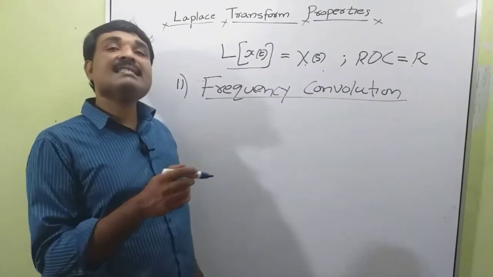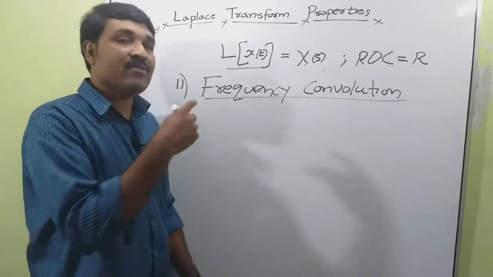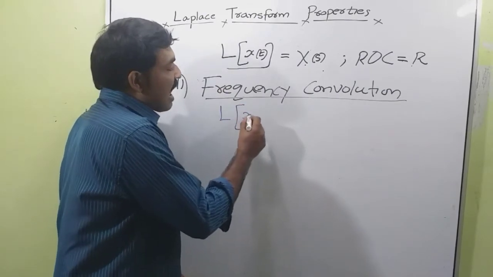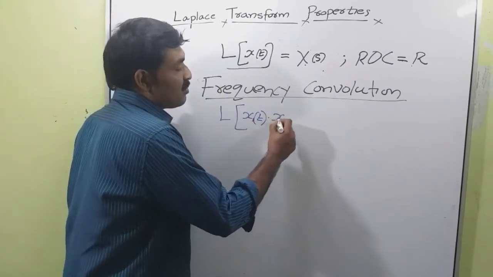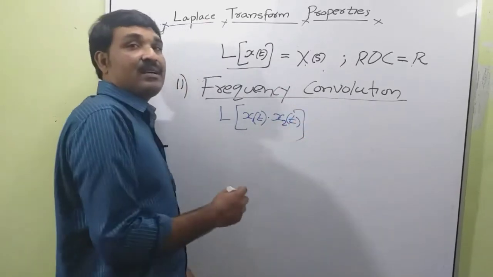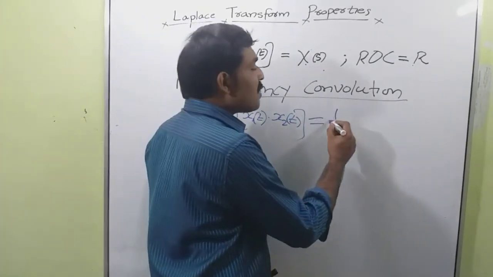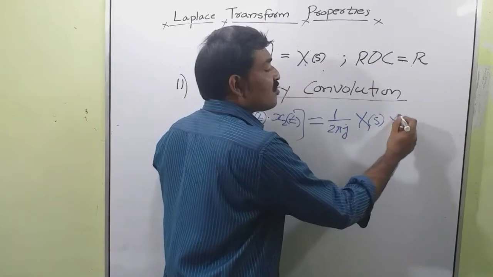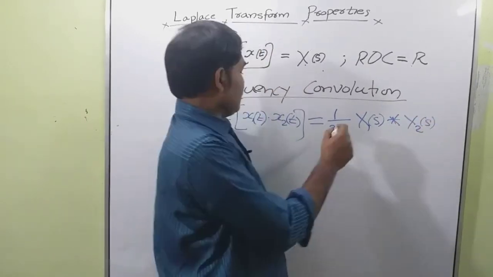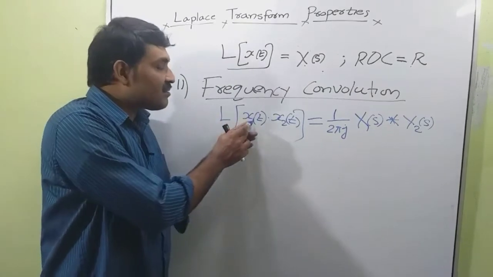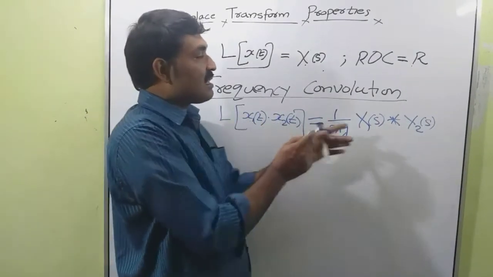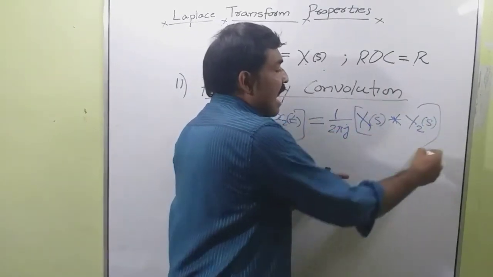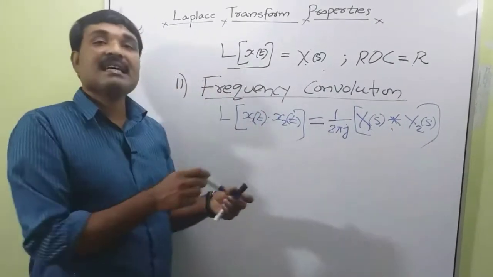Next property is frequency convolution. If we have two signals x1(t) and x2(t), both Laplace transformable, then the Laplace transform of x1(t) into x2(t), that is the product of x1(t) and x2(t), is equal to 1 by 2 pi j into X1(s) convolution of X2(s). The Laplace transform of a product in the time domain is the convolution in the s domain, that is 1 by 2 pi j into X1(s) convolution of X2(s). That is the frequency convolution.